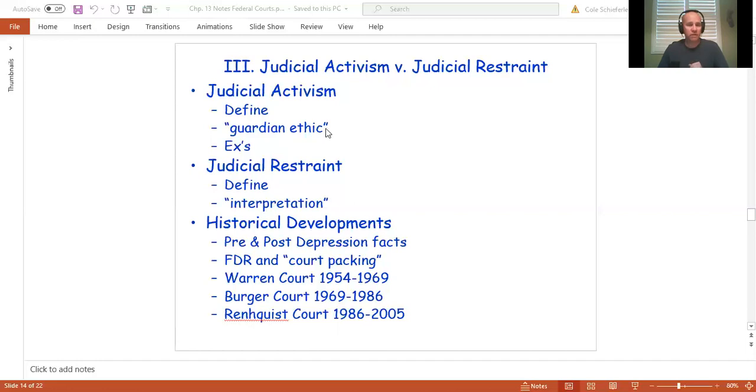Therefore, we were going to solve that problem. Okay? And so both of these philosophies have strong arguments, but they both have flaws to them.